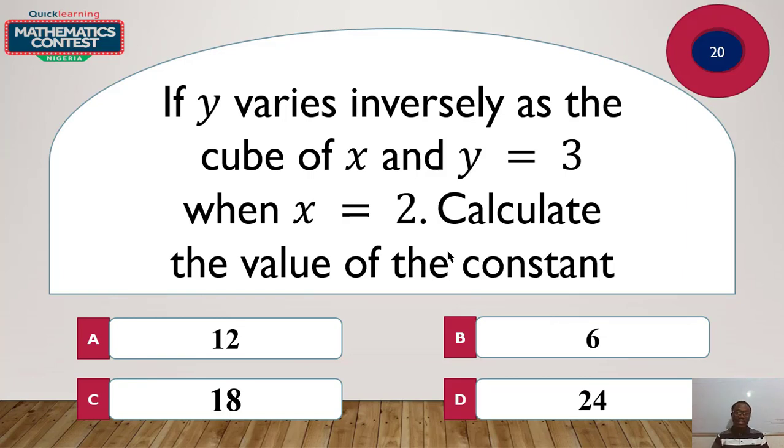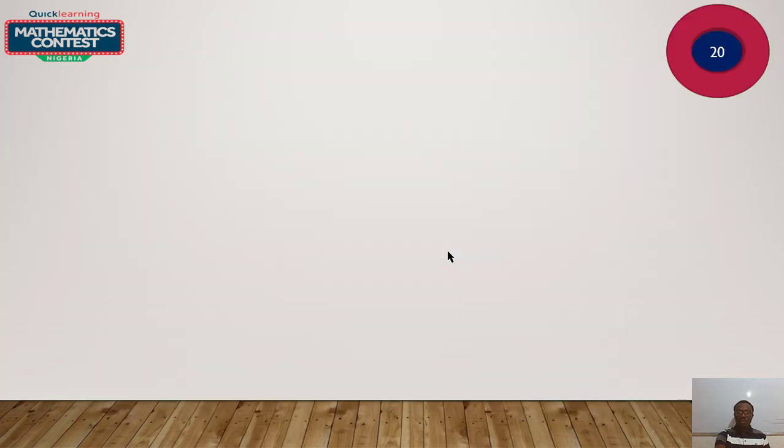y varies inversely as the cube of x. So to write that quickly, you just say y equals k over x cubed. So now we'll substitute to get the value of k. To get k directly from there, k will be x cubed multiplied by y. So our x is 2, so 2 cubed is 8. 8 times 3 will give us 24. So since we're asked to find the constant of proportionality, the answer is 24, option D. Now the next question, which is question number 3.